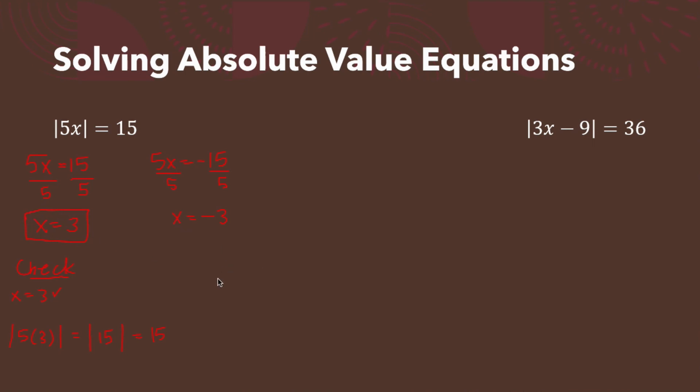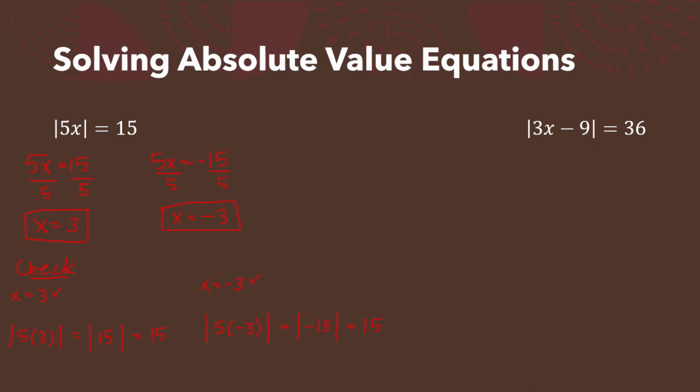Let's do negative 3. The absolute value of 5 times negative 3 is equal to the absolute value of negative 15, which is once again 15, because negative 15 is 15 units away from 0. So x is equal to negative 3 also works. And we have two solutions.